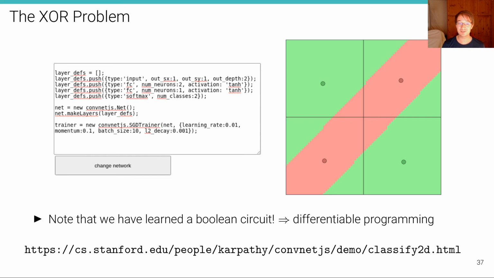It depends a bit on the initialization. Actually, it turns out that it doesn't converge super rapidly, but it converges to this, and you can see that it does what we expect. It basically separates the red from the green one, the green points in this case.